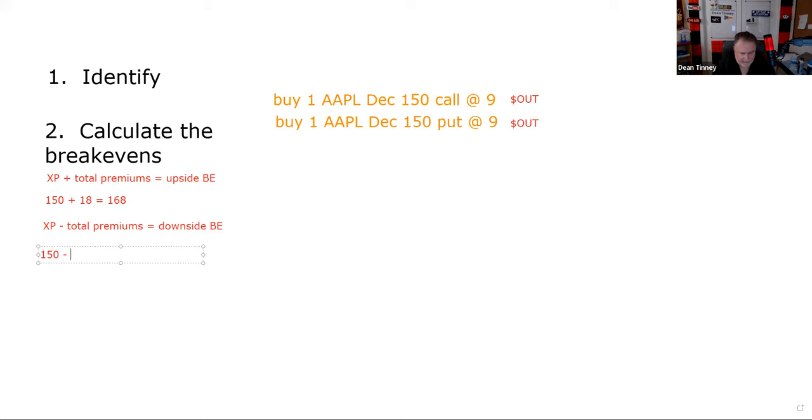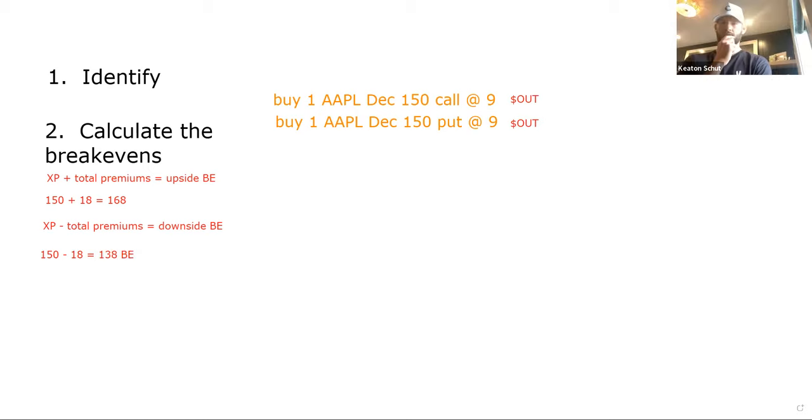minus 18. Now, I'm terrible at arithmetic, so I'm not being facetious. I'm going to use my calculator, because God knows you don't want to give up a question because you can't do math. 138. Okay, so that's our next test question. It's 132, isn't it? Oh, well, there you go. That's what I told you.